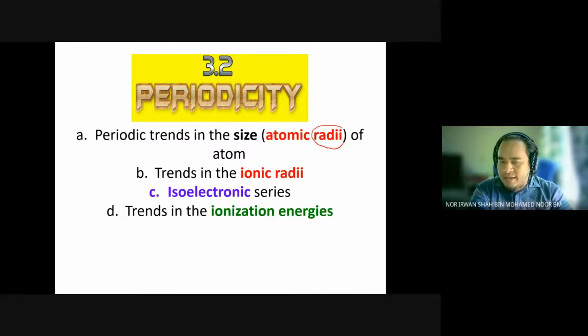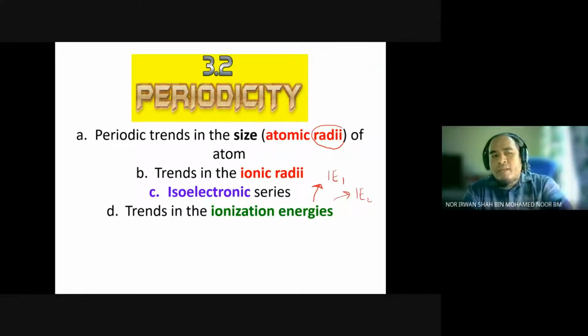Okay, ini pun you guys have already learned this before in chapter 2.2. Remember ionization energies. Cuma guys, in this chapter 3.2 untuk ionization energy ni, kita akan breakdown kepada dua tau. Kita akan ada first ionization energy, kita akan ada second ionization energy. And apa yang kita nak tengok adalah guys, what happened to this value of ionization energy as we move across a period ataupun kalau kita move down the group.